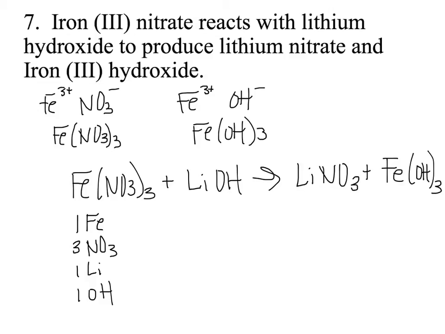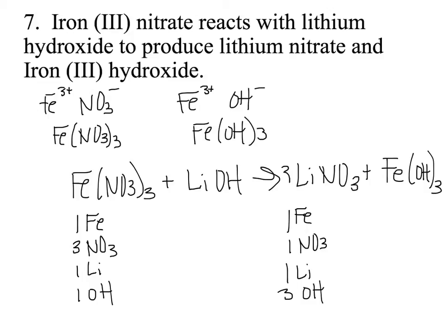We can do the exact same thing for the product side. So I'm going to do iron first. There happens to be 1 iron. Nitrate, it only looks like there is 1 on this side. Lithium, there is only 1. And then it looks like there are 3 hydroxide groups. Alright, so 3 nitrates and 1 nitrate.